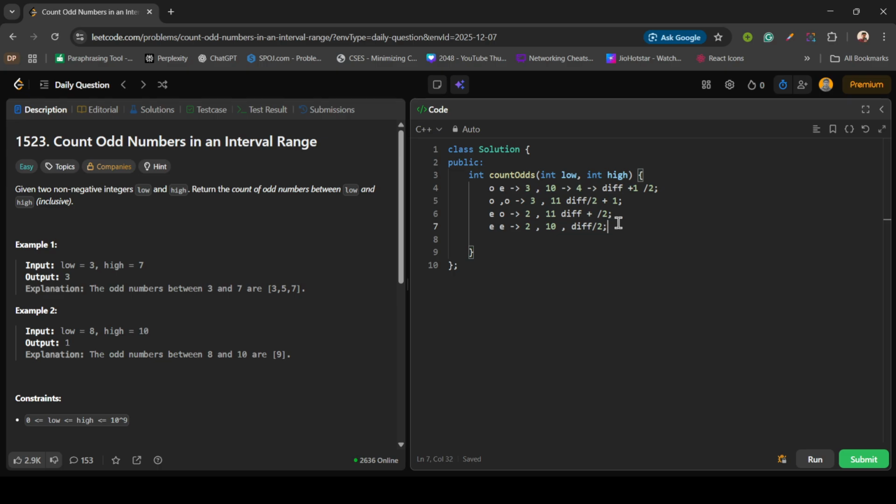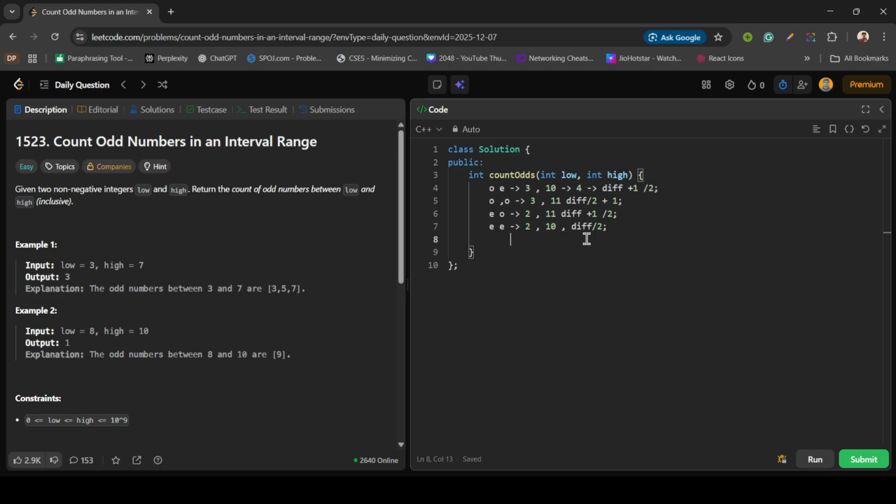Understood? If one is odd and one is even, then we are doing (difference plus 1) by 2. Okay, (difference plus 1) by 2. Understood? If both are odd, then we are doing difference by 2 plus 1. Otherwise, we are doing difference by 2.